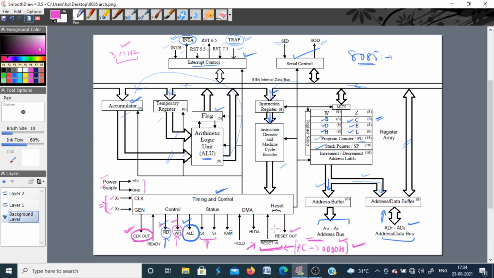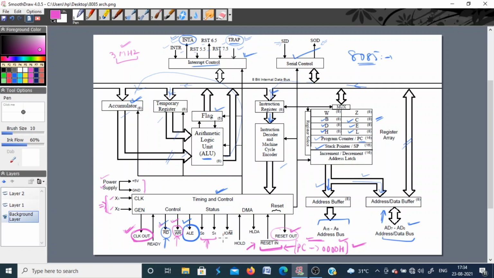So this RESET OUT can also be used, which is an active high pin. By the time you are resetting this processor, there may be a need to reset some other devices also which are connected in the system. So this RESET OUT can be used to reset other devices, okay, which are connected or interfaced to the processor.